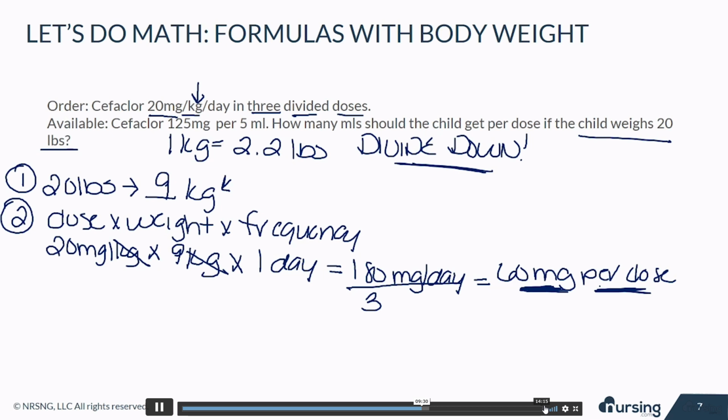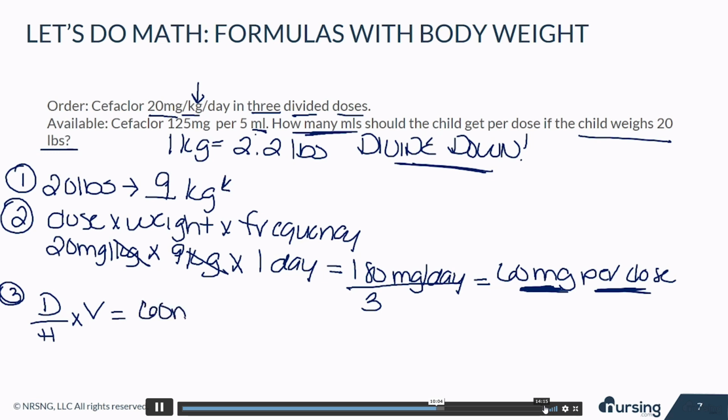Again, go back to the question and make sure that you're answering exactly what it's asking you. What we're missing here is per mL. How many mLs should this child get? So that's what the question is asking. Per dose, how many mLs does the child get? So now we're going to go a step further, and we're going to use our basic formula. I'll pause here, or you can pause here and try your math.